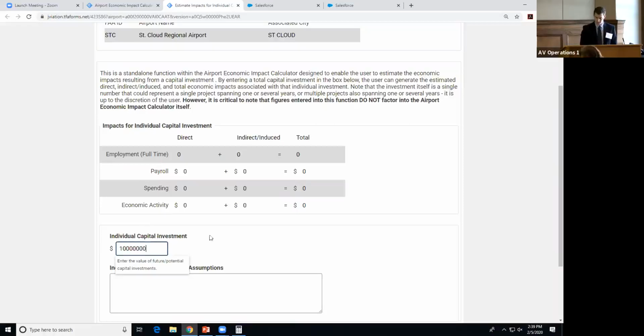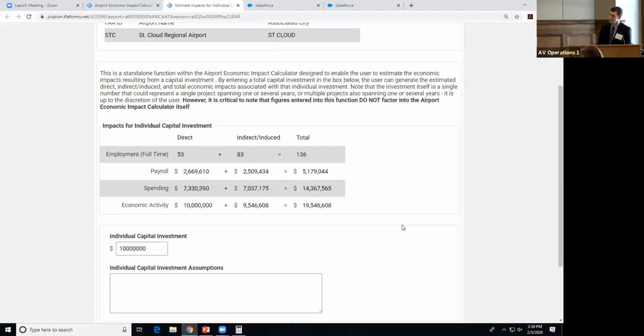But if you want to see the impact of a single project, put in the same $10 million, and it has a direct impact of 53 direct jobs. And that's based on the actual jobs per million spending for construction impacts on a statewide average.